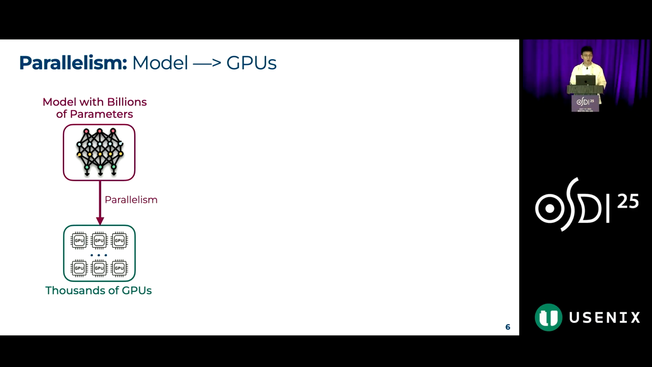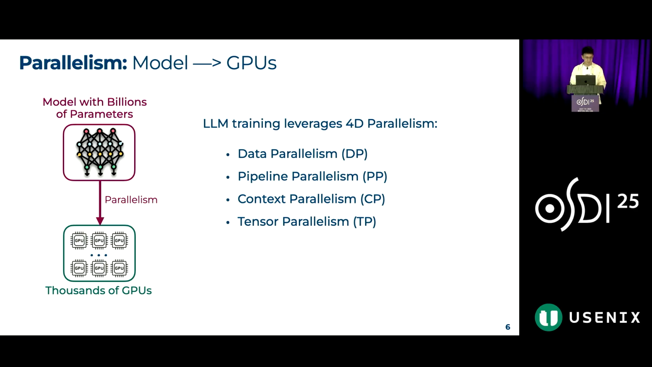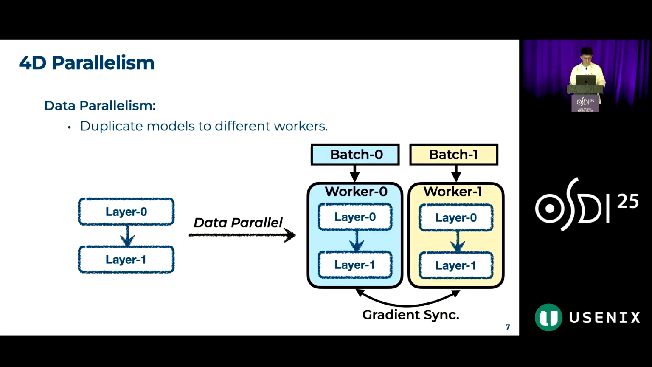Parallelism basically defines how models are distributed to GPUs. To train a model with billions of parameters on thousands of GPUs, large language model training leverages four-dimensional parallelism, including data parallelism, pipeline parallelism, context parallelism, and tensor parallelism. First, data parallelism conceptually duplicates models to different workers. Each worker has a duplicate of the model and takes its own input batch for training. After that, the DP workers need to perform gradient synchronization to correctly update the model.